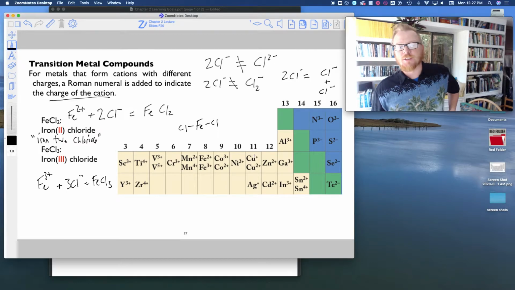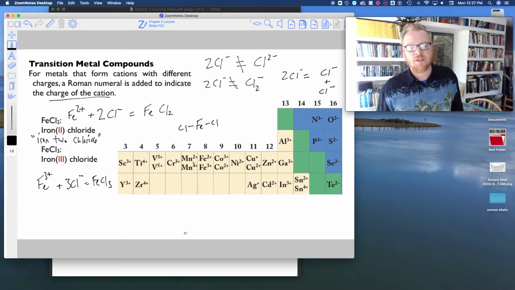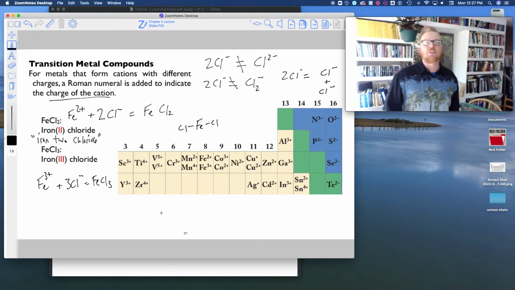So keep that in mind. Look, there's copper 1 and copper 2. There's manganese 2 and manganese 4. There's vanadium 3 and vanadium 5. So we kind of have to use information about our formula to know what charge we have.